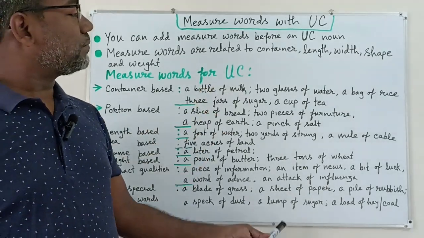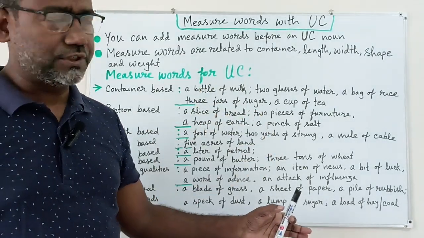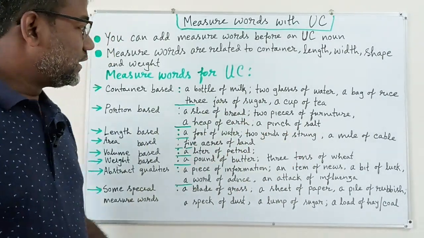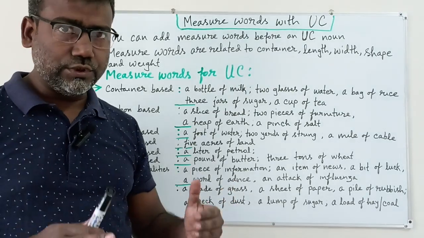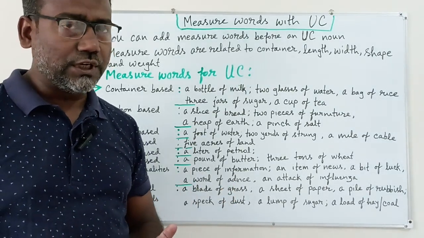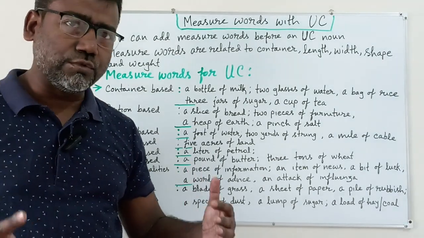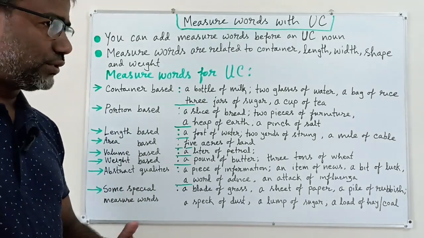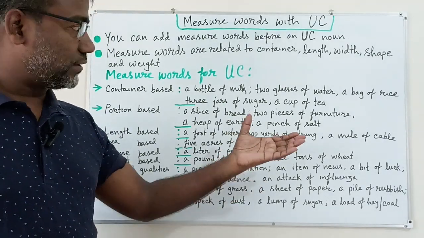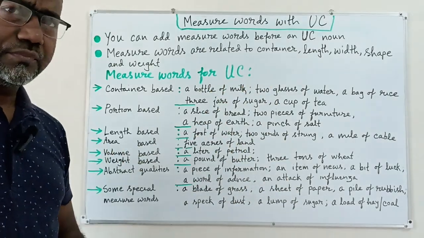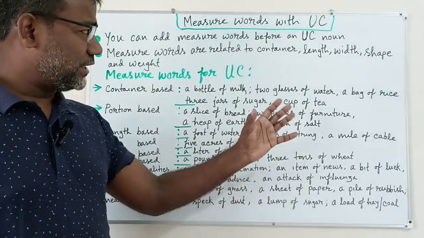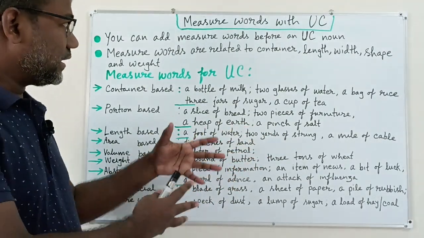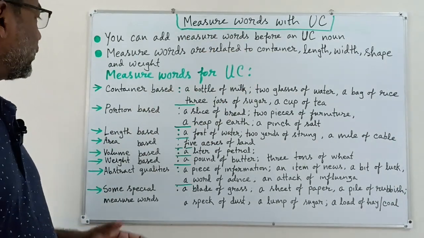So we will see some examples of different types of measure words that we can use with uncountable nouns. These are not a complete list. If you read a good grammar book, you can find a lot more measure words that you can learn later on, and if you use a dictionary, you can learn many measure words. But these are sample examples for learning measure words and getting a good idea about them. So we can start now.